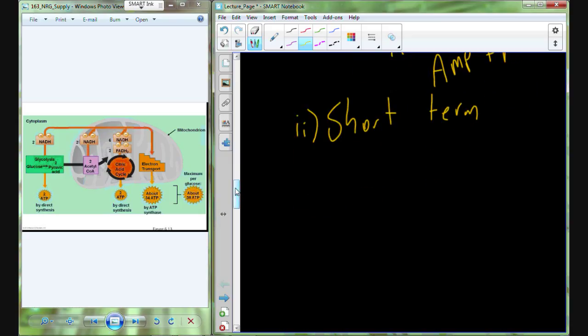And then we shift to more of a short-term need. And that short-term need, what happens with the onset of exercise? What are some things that happen? Yeah, when you start to exercise.